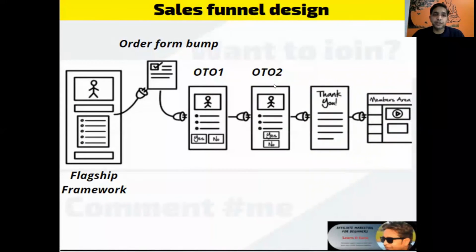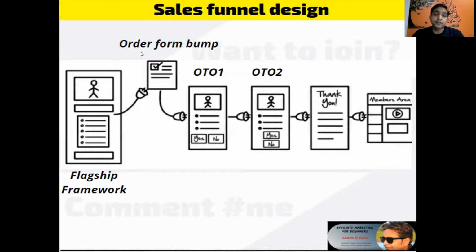If I go back to the sales funnel, in the flagship framework we have one place to enter the credit card information. Then we need to plug in Stripe here, so that whenever they enter their credit card information and press order, the payment will be processed in our account. We also need to use the SMTP protocol here to send the email to the user.